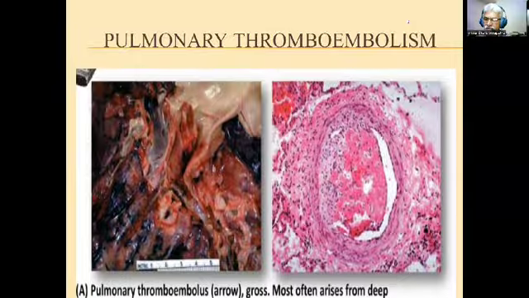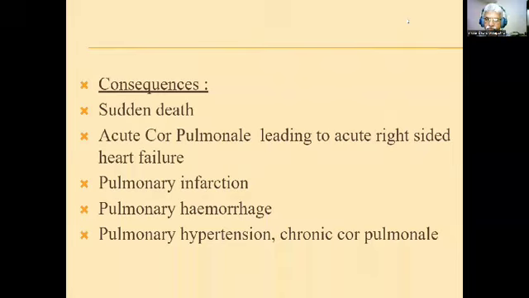lumen by the embolus. The consequences are sudden death, acute cor pulmonale leading to acute right-sided heart failure, pulmonary infarction, pulmonary hemorrhage, and pulmonary hypertension, an increase in the pressure in the pulmonary vessels leading to what is known as chronic cor pulmonale.